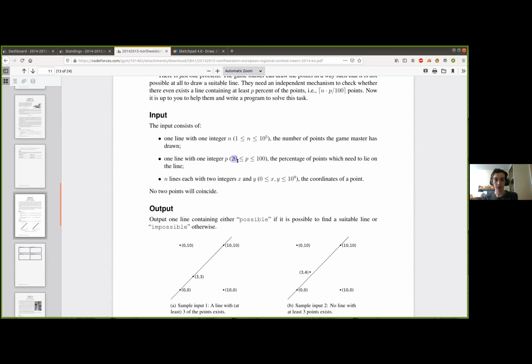Now, the number p is actually pretty big, greater than or equal to 20%. So that means if it's possible, then there should be a lot of collinear points.